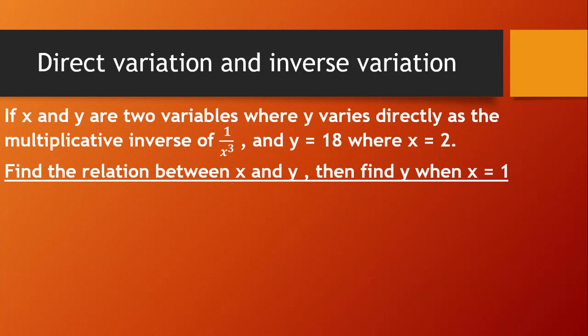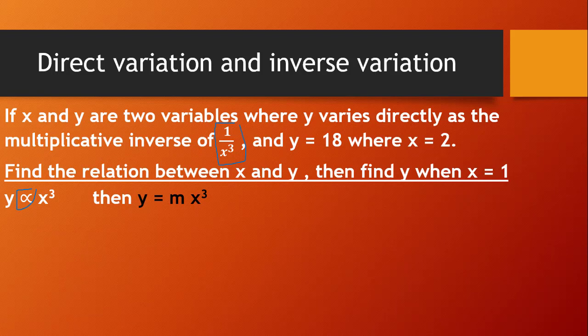Okay, so let's start. Here y varies directly as the multiplicative inverse of 1 over x power 3. What is the multiplicative inverse of 1 over x power 3? The reciprocal, yes, x power 3. So y directly varies as x power 3. It means y equals, instead of this symbol, we will write equal constant. So y equals m, constant, times x power 3.